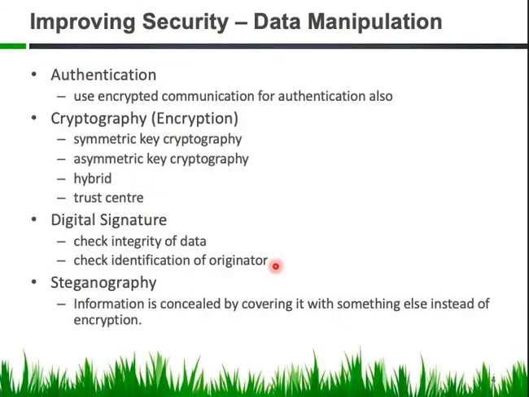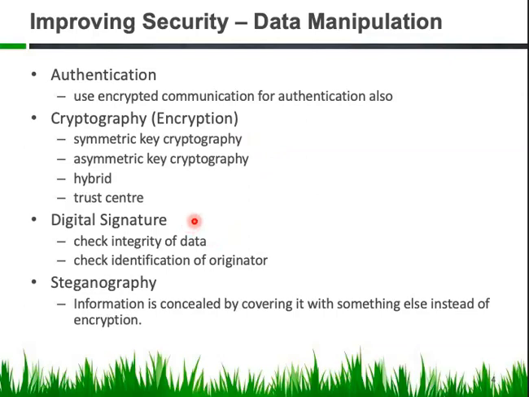For the data manipulation, we're going to look into details only at this one. There are several methods that can be considered. First, authentication. Authentication means to prove the identity of the sender to the receiver of a computer network. So it uses encrypted communication for authentication. And for the cryptography or encryption, it can be in terms of symmetric key cryptography, asymmetric key cryptography, hybrid, and also transcender. We are going to look at symmetric and asymmetric shortly after this.